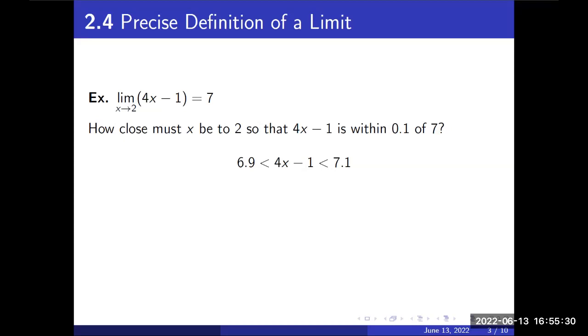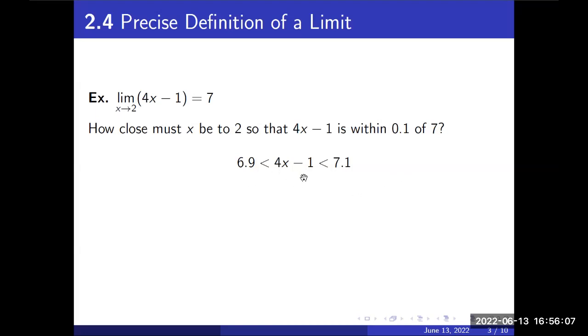The simplest would be to say, let's take 4x minus 1, and let's say it's greater than and less than the extremes. If we're getting within 0.1 of 7, then it would have to be somewhere between 6.9 and 7.1. And if we can make that happen, all we need to do is isolate x in the middle, and then x will be between two values, and we'll know how close we need to be. So if we solve this, we isolate x in the middle.